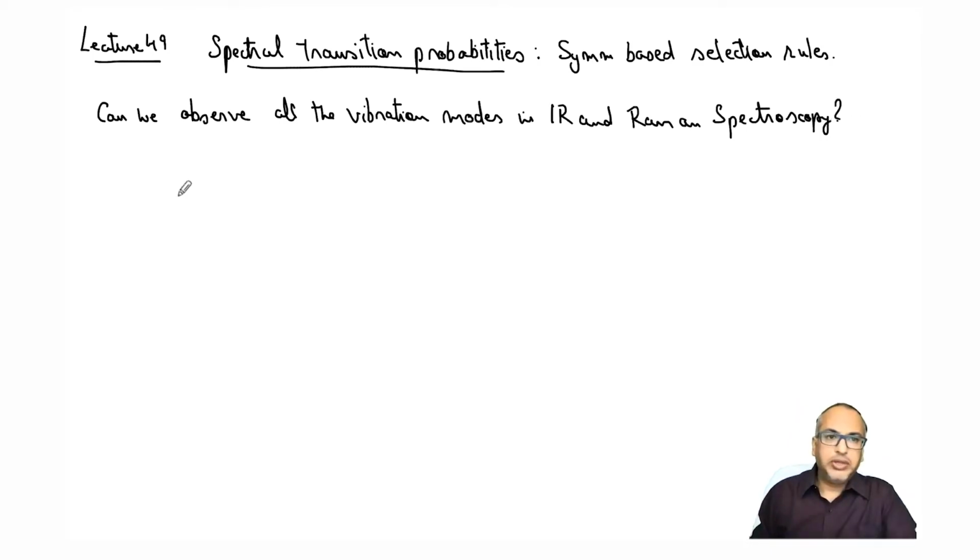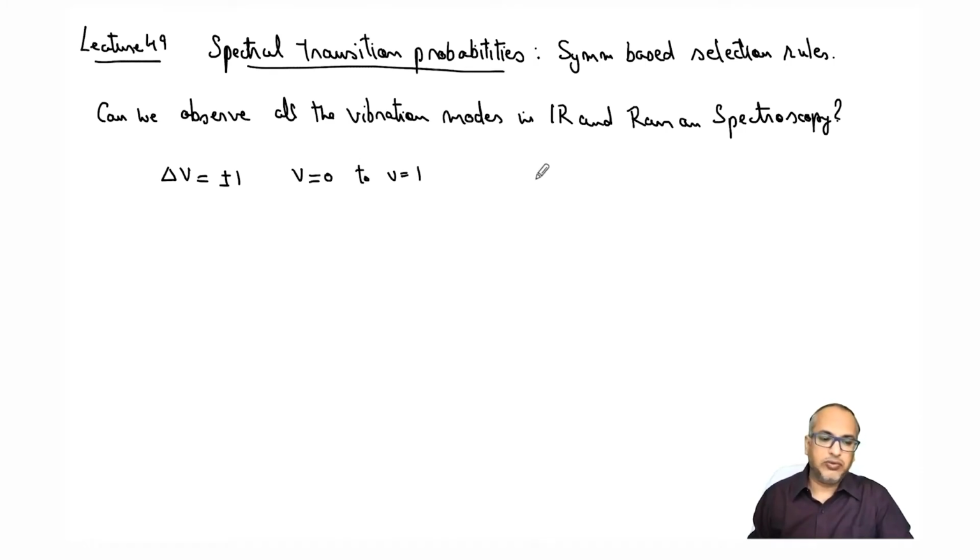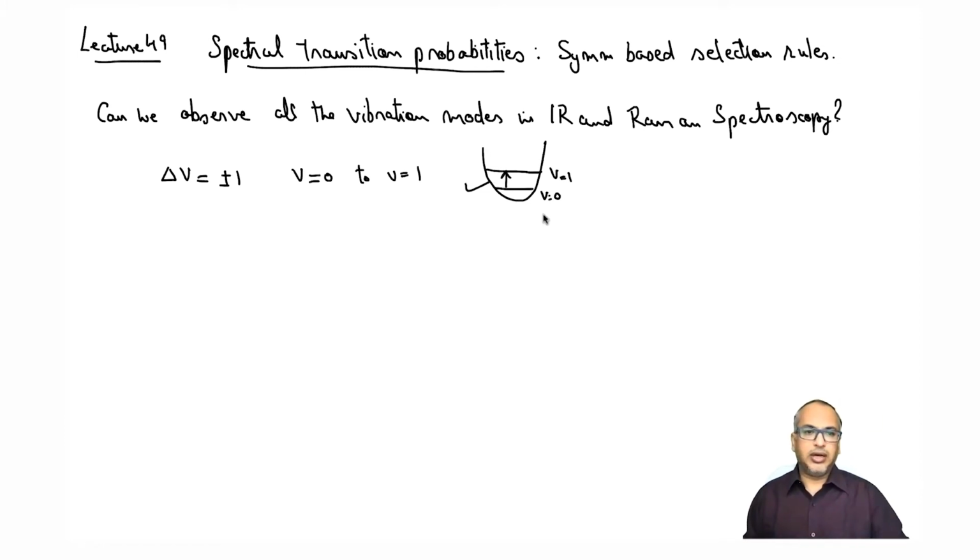Okay, so how do we do that? So we know what the selection rule is. We know that the change in vibrational quantum number should be plus minus 1, and only these transitions are allowed, right? So we can say V equal to 0 to V equal to 1 transition is allowed, and so on, like 1 to 2, 2 to 3, right? So pictorially, if this is my simple harmonic potential surface and this is V equal to 0, V equal to 1, then this transition is allowed.